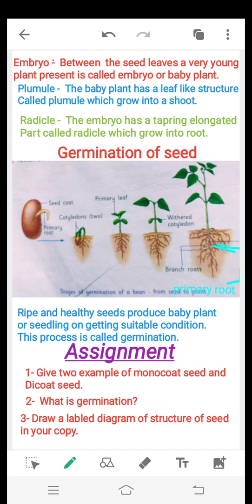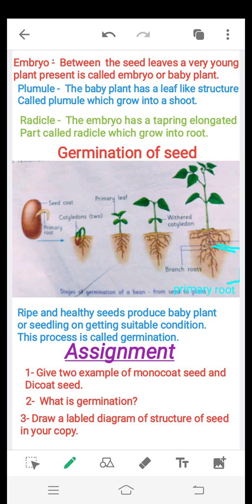Now the next part is the radicle. The embryo has a tapering elongated part called radicle which grows into root. So again a question may be asked: which part of the embryo grows into a root? The answer is radicle. The radicle grows into a root.